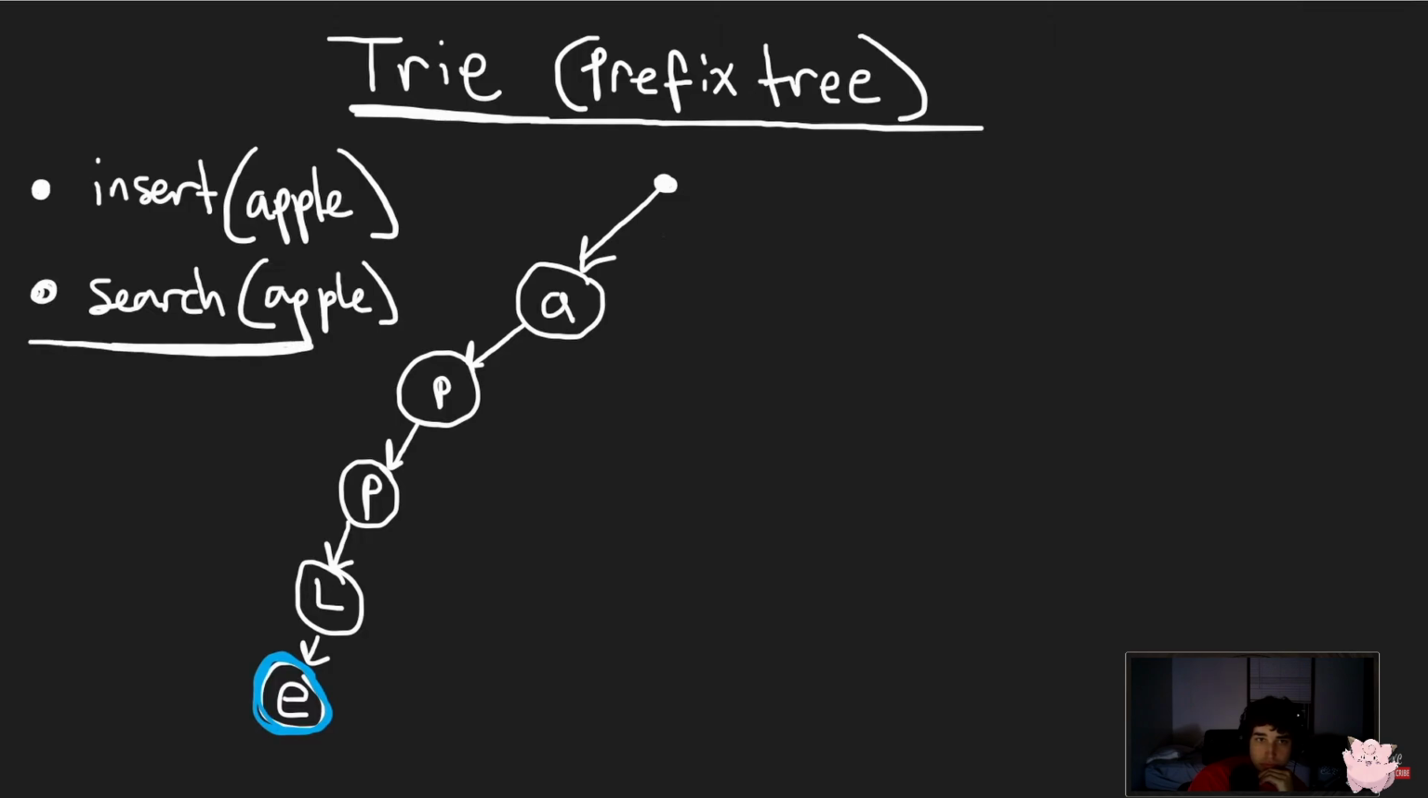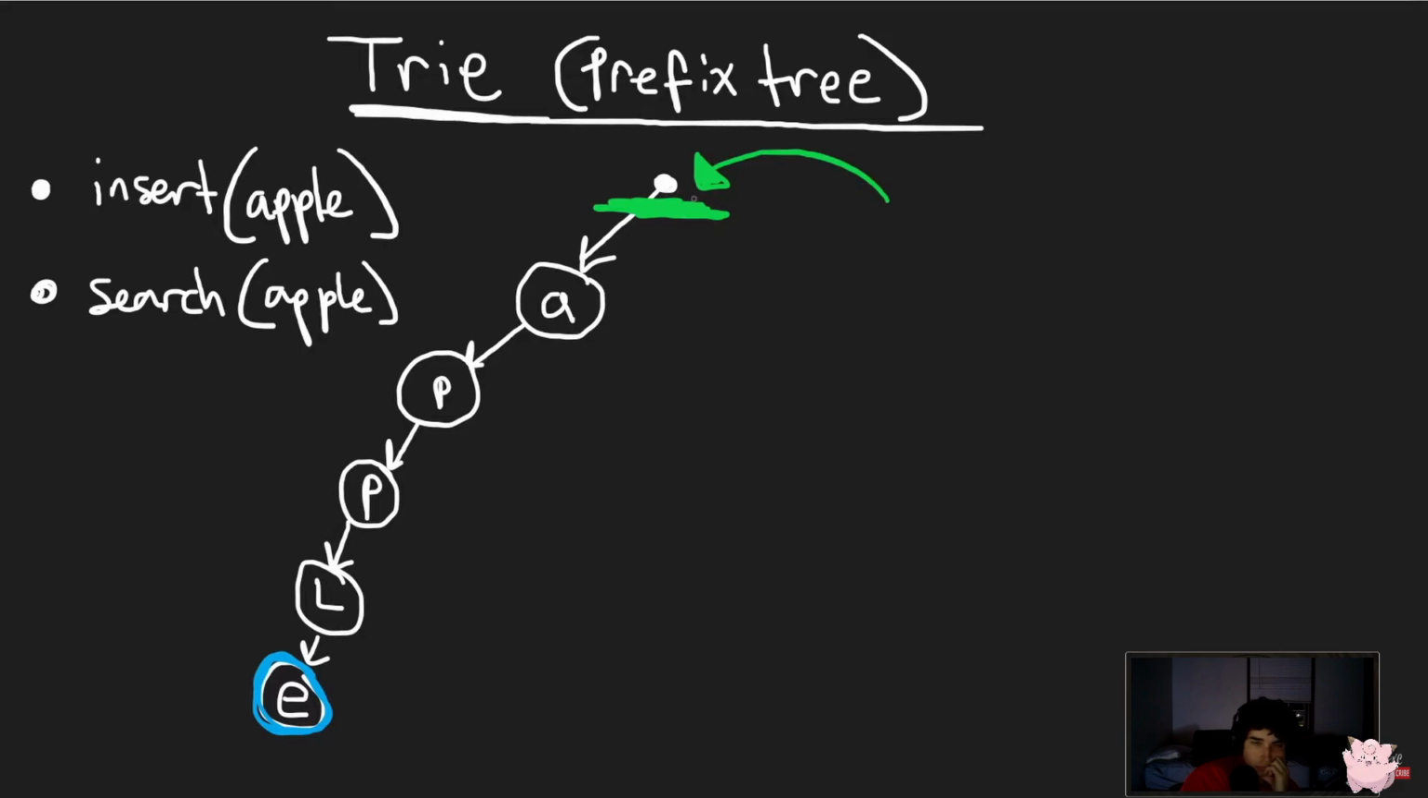So the next thing we're going to do is run search. We're searching for the word apple. So how are we going to do that? Well, we're going to start here at our root. This is technically our root, even though it doesn't really have a character. That's basically just a placeholder node. It doesn't have any characters, but it's considered the root.